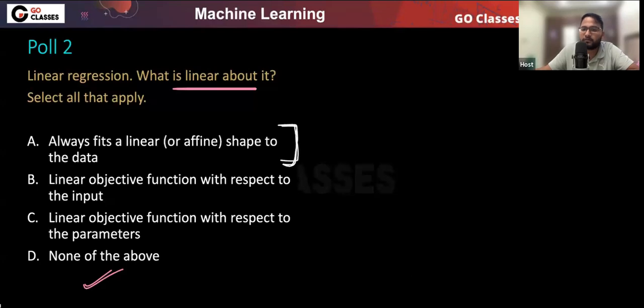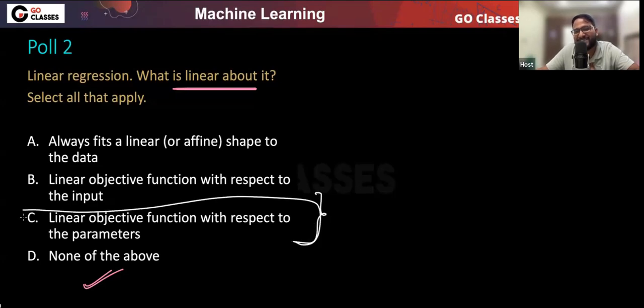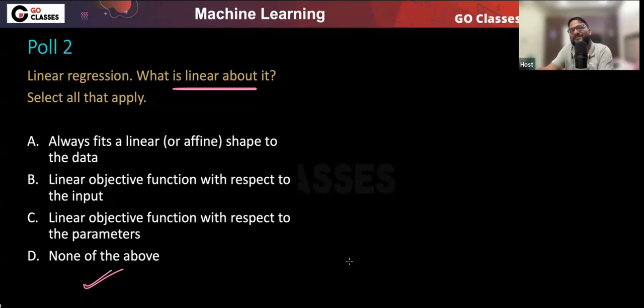What do you think? No, right? It may be like this. The shape could be like this. Linear objective function with respect to the input. Tell me, linear objective function with respect to parameters. Okay, some people are saying C. C is false. Can anyone tell me why?